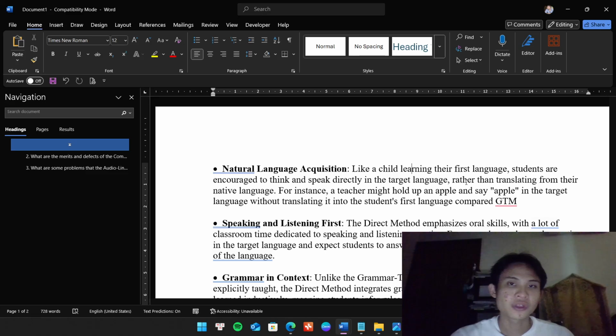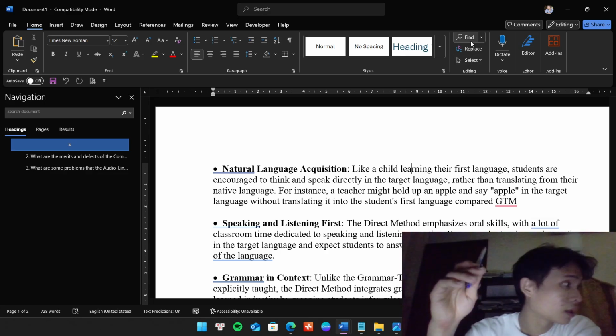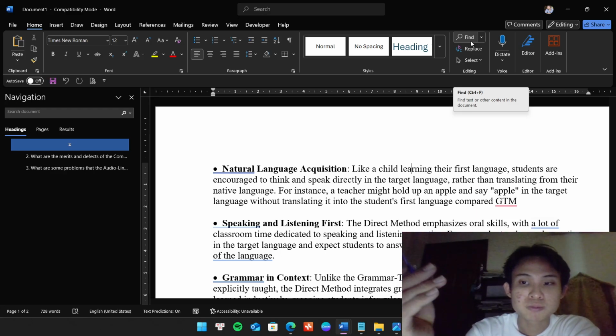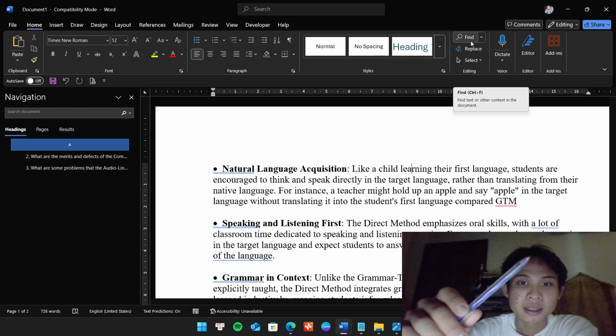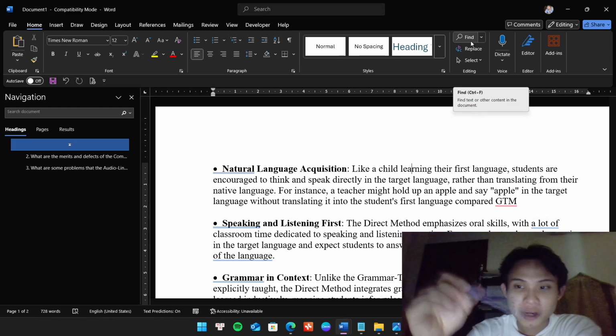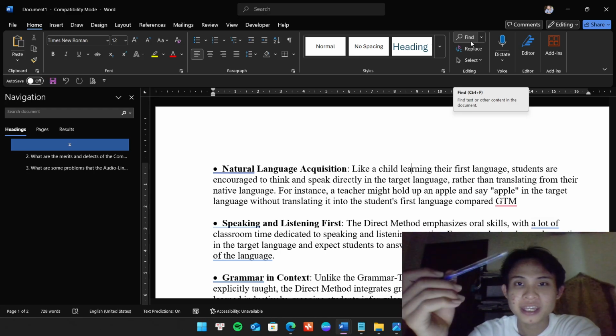Compared with GTM, the student would ask in their native language, which means "đây là cái gì", and the student would say "đây là cái bút, vậy thì cái bút trong tiếng Anh là gì?" Pen. So we can see the differences between direct and GTM. I think GTM is way more lengthy and complicated than direct.